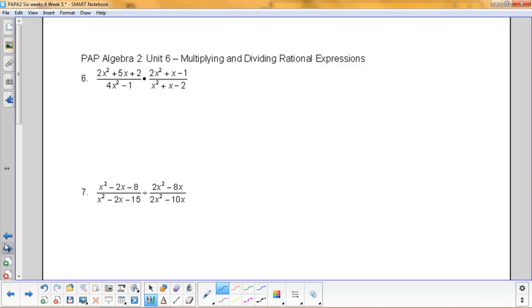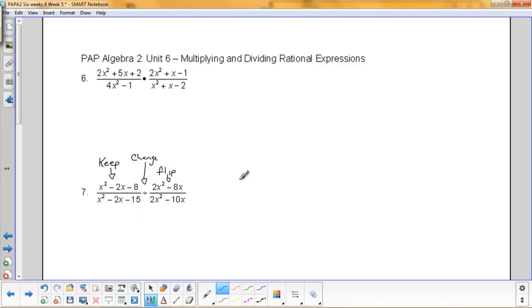All right, division is different in one single way. We have to take one extra step, and that step is going to keep, change, and flip. We're going to keep the first fraction the same. We're going to change the division to multiplication, and we're going to flip the second fraction over.